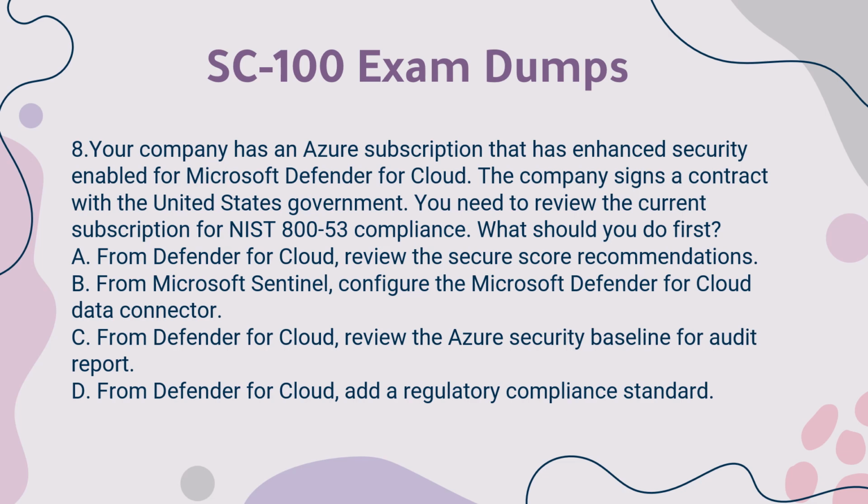8. Your company has an Azure subscription that has enhanced security enabled for Microsoft Defender for Cloud. The company signs a contract with the United States government. You need to review the current subscription for NIST 800-53 compliance. What should you do first? A. From Defender for Cloud, review the Secure Score recommendations. B. From Microsoft Sentinel, configure the Microsoft Defender for Cloud Data Connector. C. From Defender for Cloud, review the Azure Security Baseline for Audit Report. D. From Defender for Cloud, add a regulatory compliance standard.